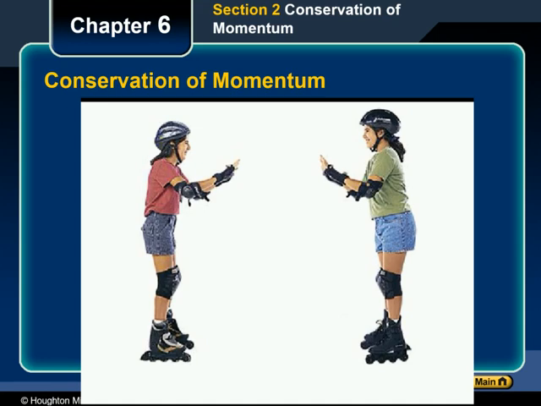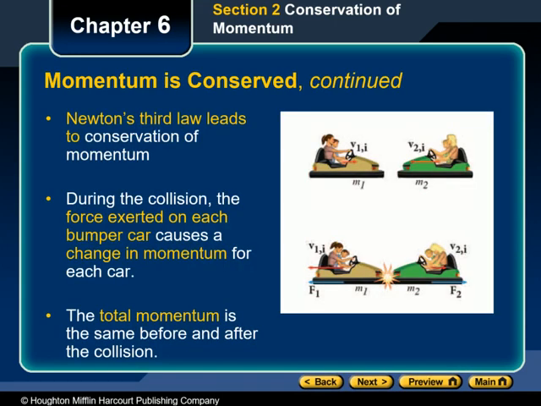As they move apart, the skaters have momentum that is equal in magnitude but opposite in direction. Therefore, their momentum has opposite sign and the total momentum is equal to 0, just as when they were at rest. Newton's third law leads to conservation of momentum.